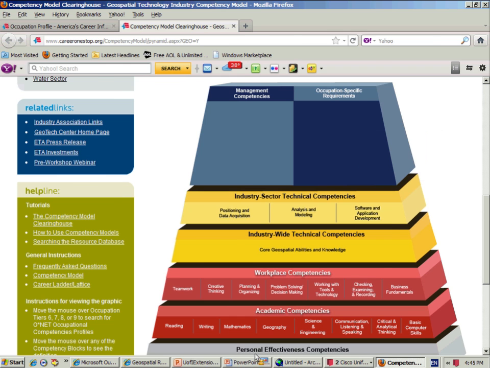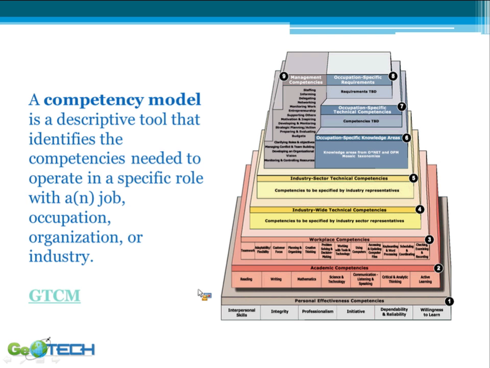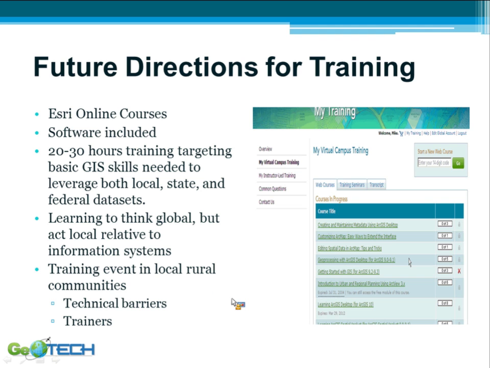So I think that pretty much gets me to wrap up with our future directions in training. At Lakeland, we have a campus-wide site license that gives us unlimited access to Esri's online courses. We're beginning to produce about 20 to 30 hours of organized training targeting GIS skills needed to leverage local, state, and federal data sets. The whole idea behind it is teaching students to think global but act local relative to information systems.